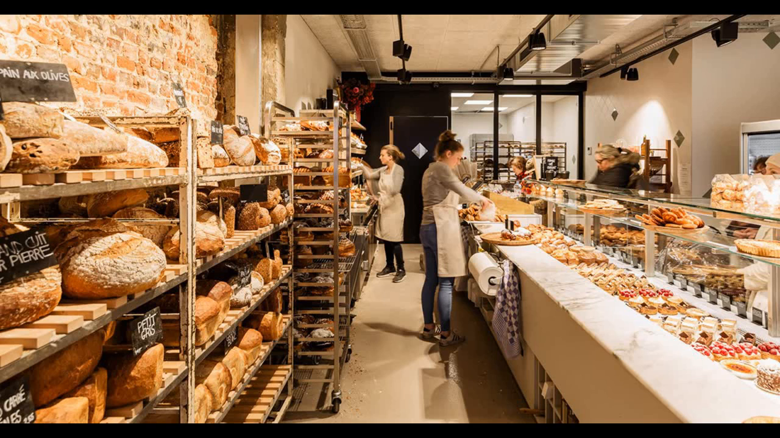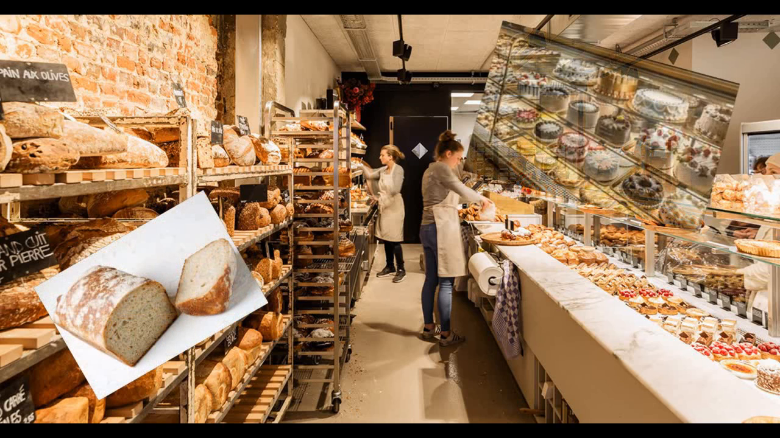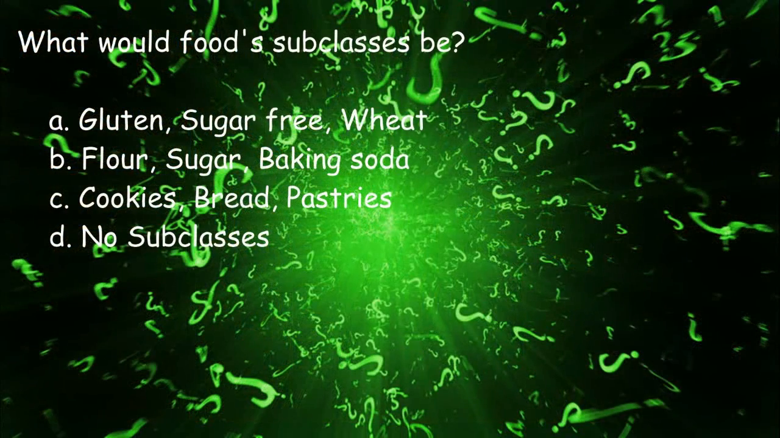Let's try another example together. Imagine you've opened a bakery. On your website, you have to group foods based on their characteristics. Some are bread, some are desserts. However, some have things in common, like some things are gluten-free or made of wheat. It's safe to say that food can be an abstract superclass.